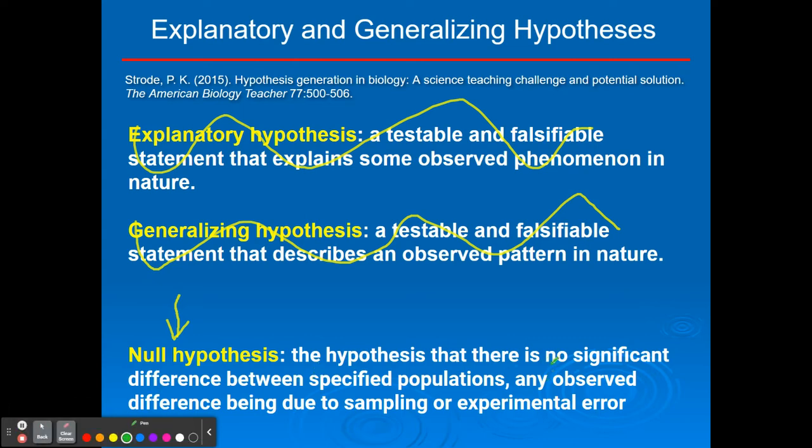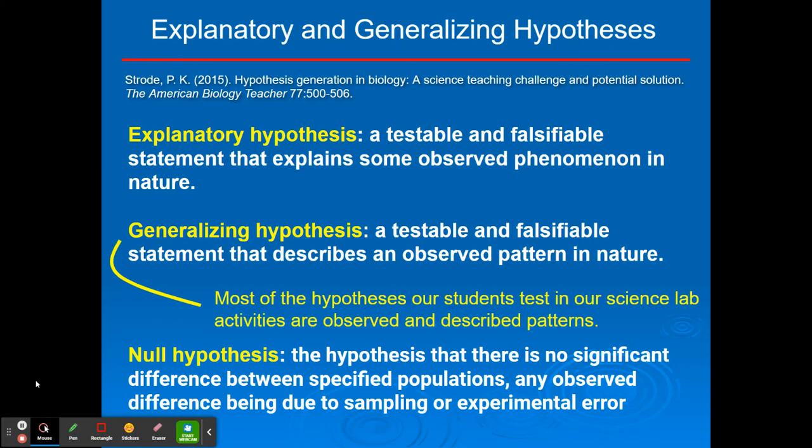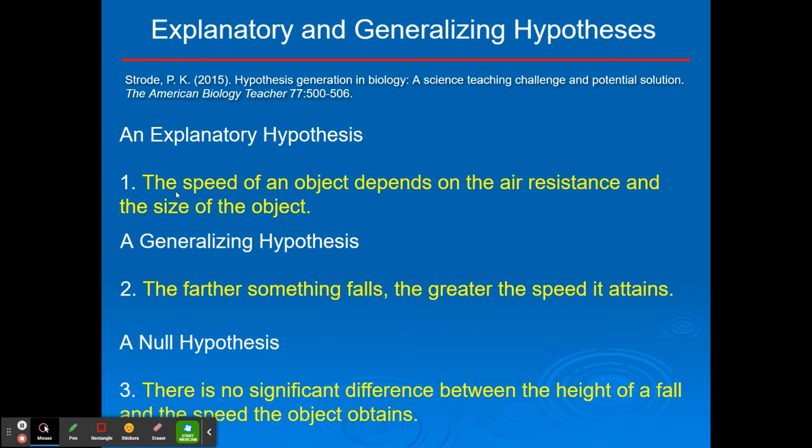What this null hypothesis is saying is that there is no significant difference between specified populations, and any observed difference is due to sampling or experimental error. This is going to make more sense in a little bit. Okay? So, if we are looking at these hypotheses, an explanatory hypothesis would say the speed of an object depends on the air resistance and the size. That is explaining what is happening. A generalizing hypothesis is making a general statement about the way the world works. So, the farther something falls, the greater speed it attains.